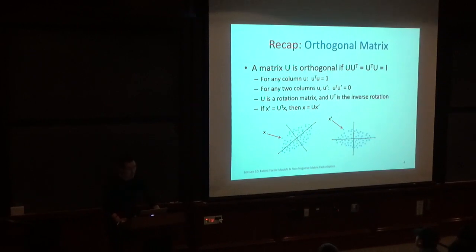And for any two separate columns, U and U prime, they are orthogonal to each other, which means that their inner product is 0. What this also implies is that U is a rotation matrix, and that U transpose is the inverse rotation. So if we rotate X by applying U transpose X to it to get X prime, then we can reverse that rotation and get X back by multiplying X prime with U.